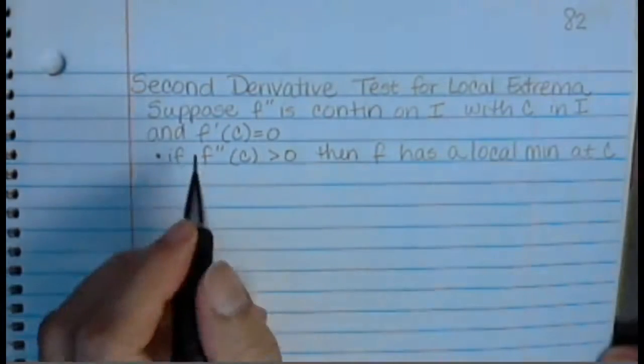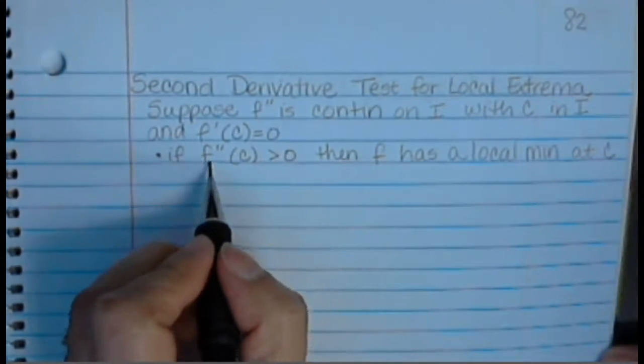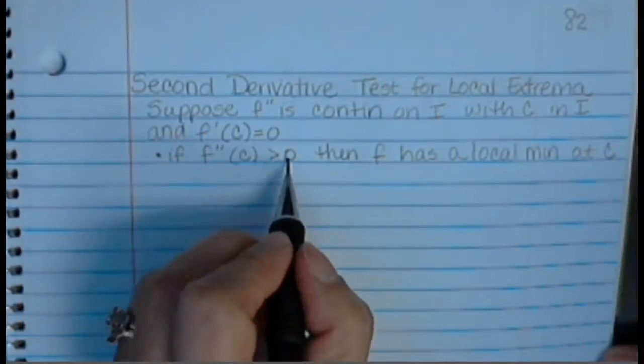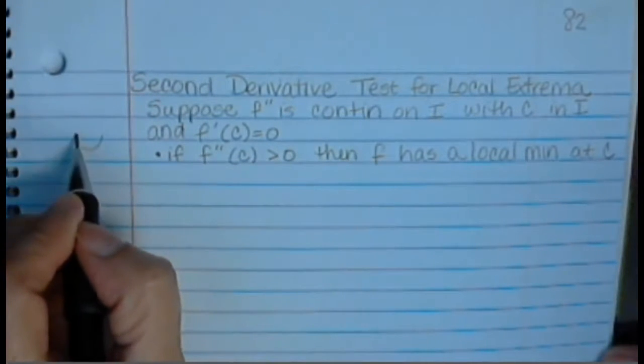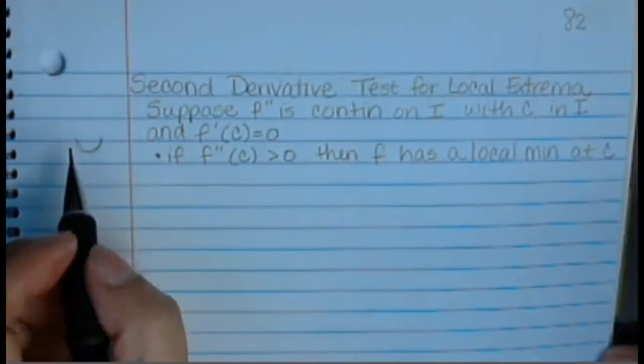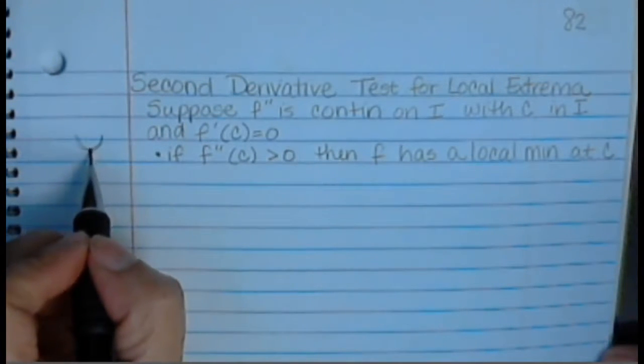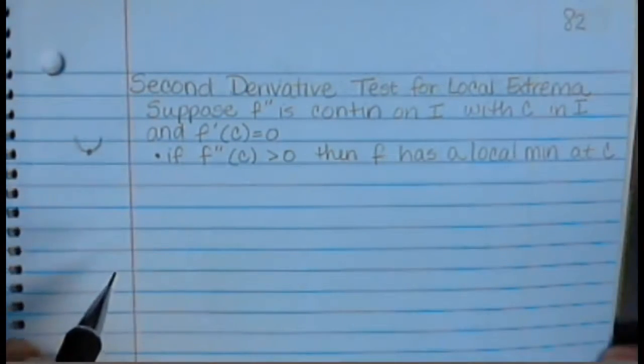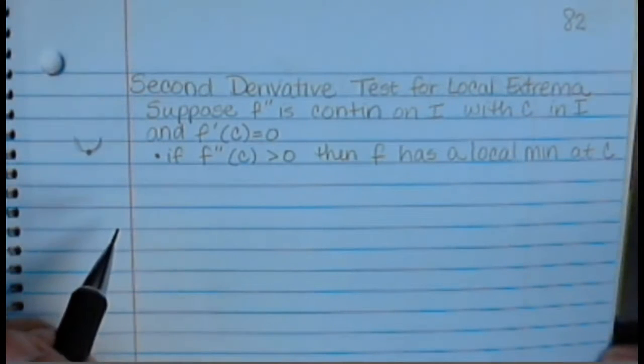Now it's not hard to remember. Remember, what we do know is that f double prime is positive means that it concaves up. So what we're finding is that we're going to have f of c down here. So we're going to find that that is going to be a local minimum.